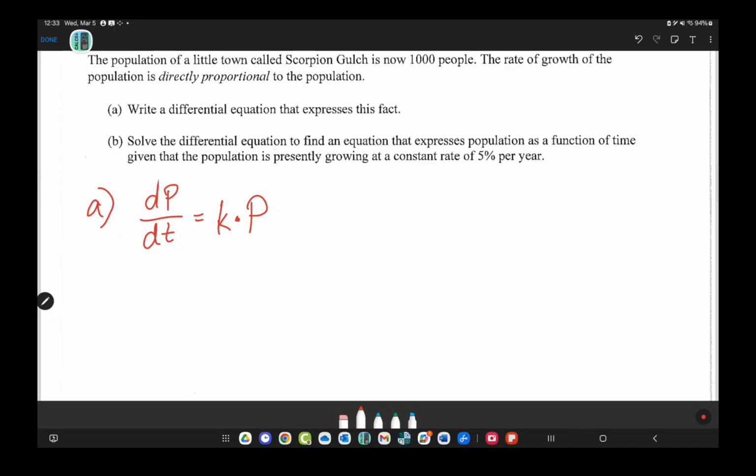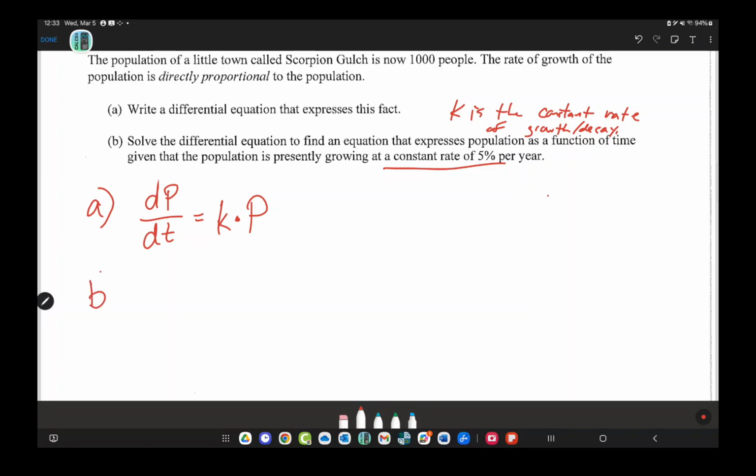Solve the differential equation to find the equation that expresses the population as a function of time, given the population is presently growing at a constant rate of 5%. So K is the constant rate of growth or decay. In this case, it's growth.